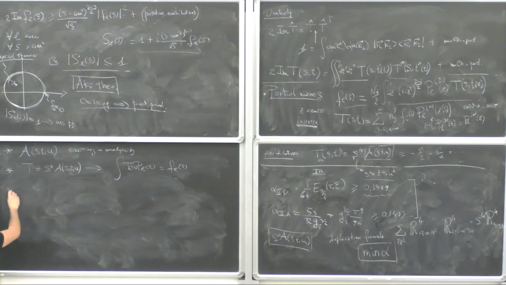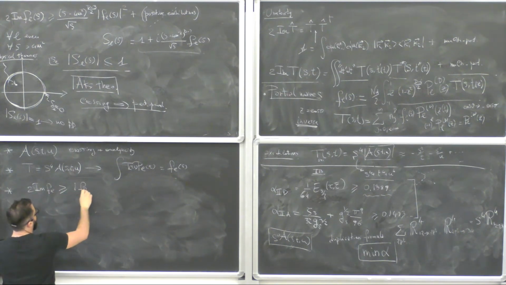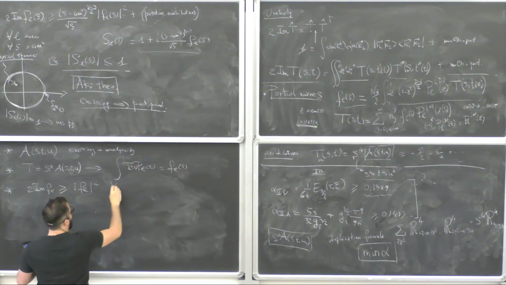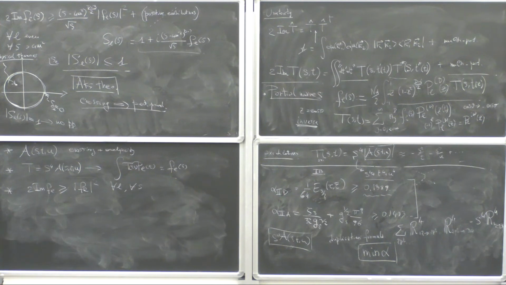And afterwards, we impose unitarity. We impose the fact that 2 times the imaginary part of F_L must be greater or equal than the absolute value of F_L squared, for any L, for any S. And this is done numerically. All right?